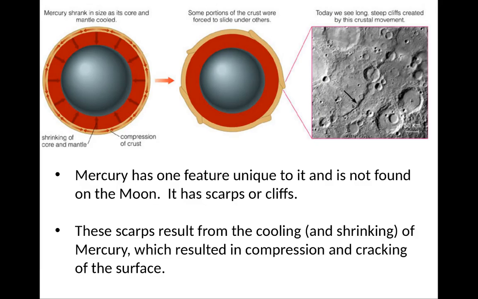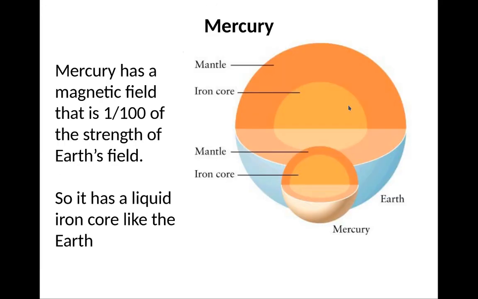This comes as a result of the fact that as Mercury cools, it contracts. And as it contracts, you form this hard surface, and this actually folds in on itself, kind of like wrinkles on this planet. So scarps result from the cooling and shrinking of Mercury, which results in compression and cracking on the surface. So here's an image of a scarp, a large cliff, on Mercury.